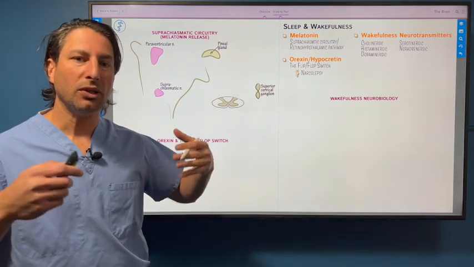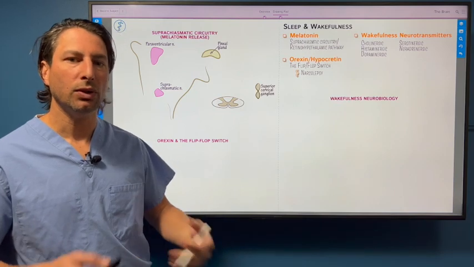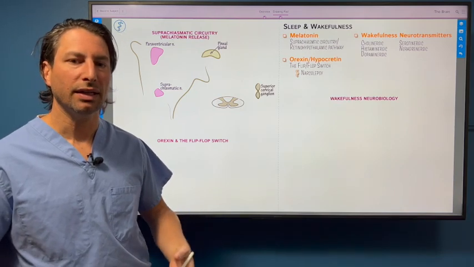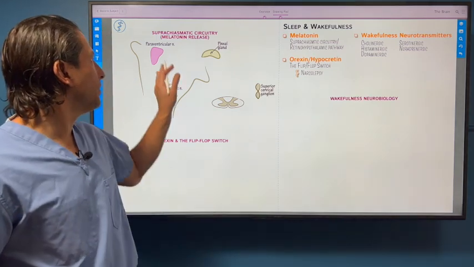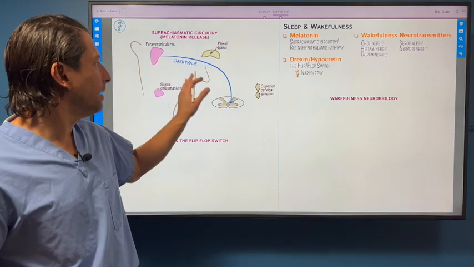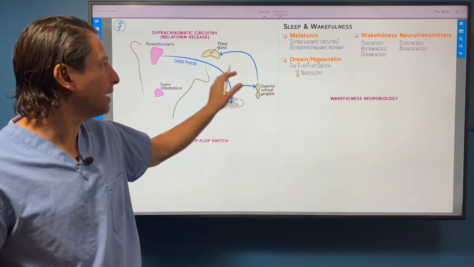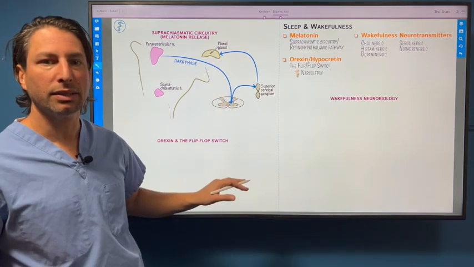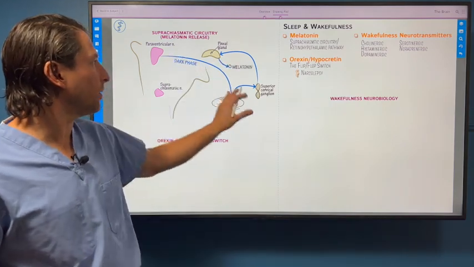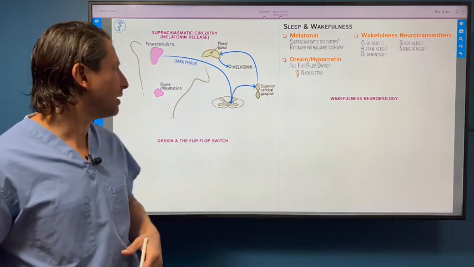Now we're going to talk about a dark phase and a light phase. In the dark phase, we're induced to sleep. In the light phase, we're induced to not sleep, to be awake. So the paraventricular nucleus has projections to the spinal cord and then via the superior cervical ganglion to the pineal gland for production and release of melatonin. This is all part of the dark phase. We inhibit the dark phase via the light phase.